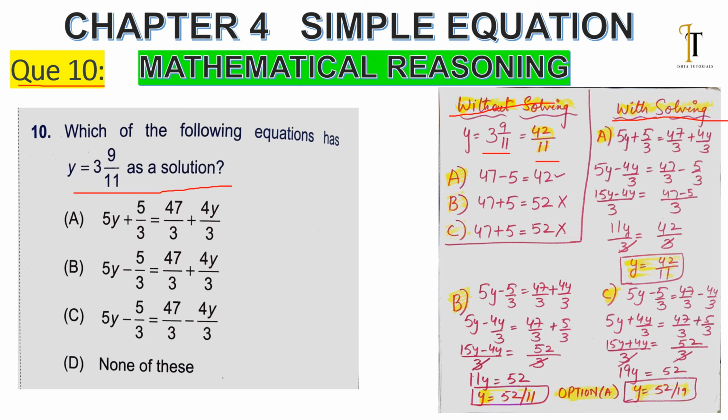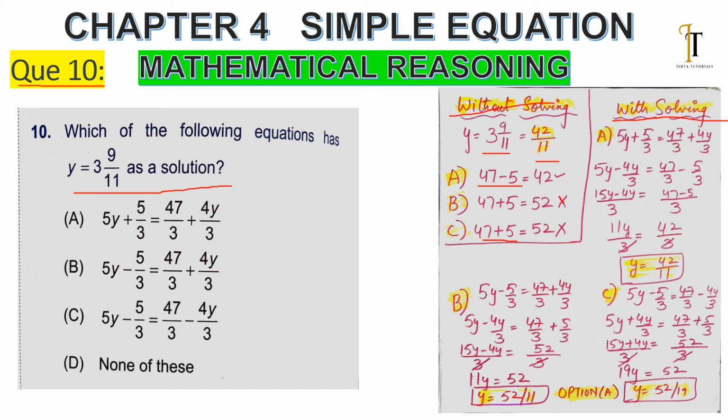Now let's check here A. On checking equation A, we got 47 minus 5 is equal to 42. Yes, it resembles the given option. Now B, 47 plus 5 is 42. This is wrong. Now for C, 47 plus 5 is equal to 52. That is again wrong. Now we can say that A will be the correct answer, but let's check with the solving method as well.